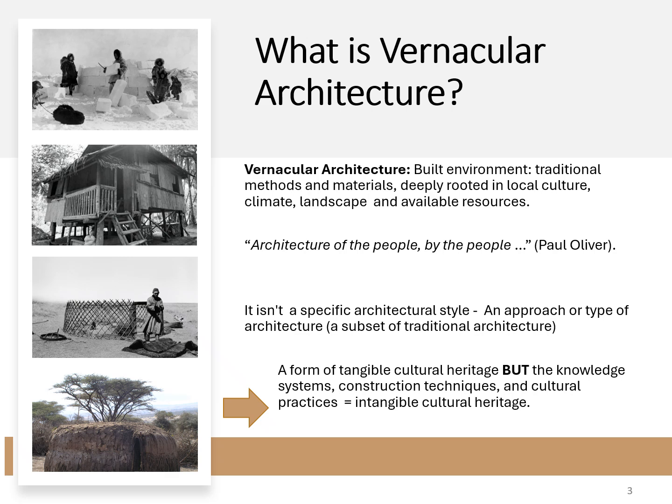Yurts in Mongolia, bamboo houses in Southeast Asia, igloos in the Central Arctic, and the Bahay Kubo, the cube house in the Philippine lowlands, are some typical examples of vernacular architecture. In that sense, vernacular architecture isn't exactly a specific architectural style like Gothic, Baroque, or Modernism, which have specific aesthetic and design principles. Rather, it's more of an approach or type of architecture.